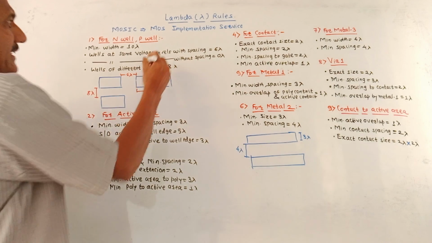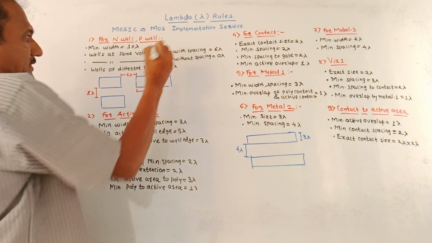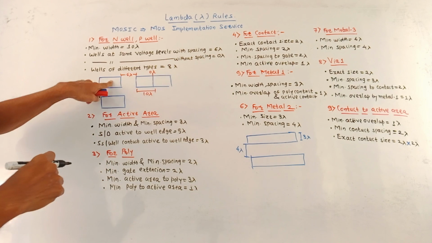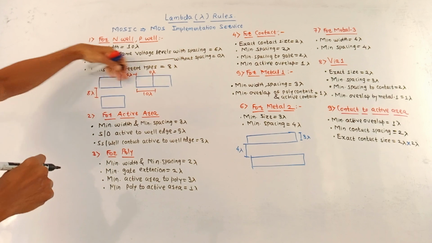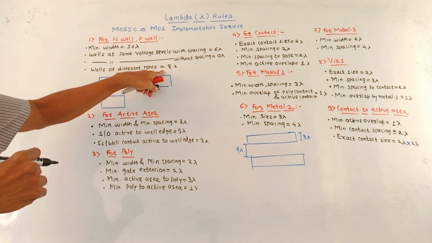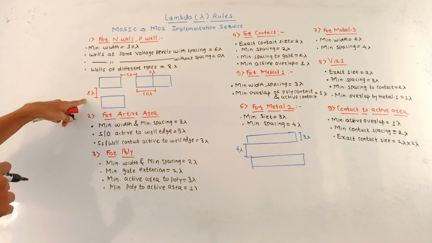Means if the wells are at the same voltage levels, then the spacing between them is 6 lambda. So look at these wells. These are at the same voltage level, so spacing is 6 lambda. Then wells of different types are spaced by 8 lambda.